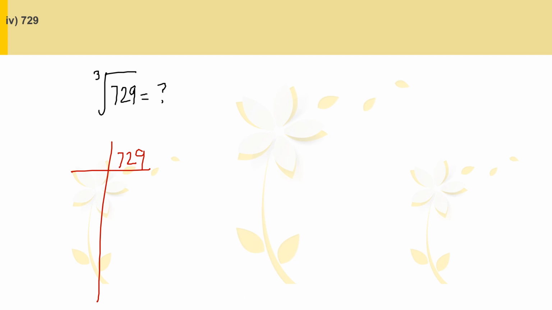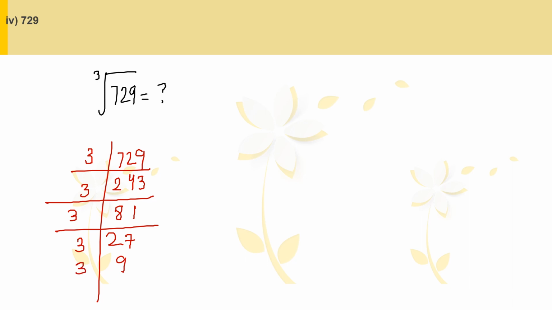Now coming to part 4, again we have to follow the same steps. Cube root of 729 is equal to question mark. We will do the prime factorization. 729. Now it's not divisible by 2 and it is divisible by 3. 3 2s are 6, 3 4s are 12, 3 3s are 9. And again it is divisible by 3 as 3 8s are 24, 3 1s are 3, 3 2s are 6, 3 7s are 21, 3 9s are 27, 3 3s are 9, and 3 1s are 3, right?